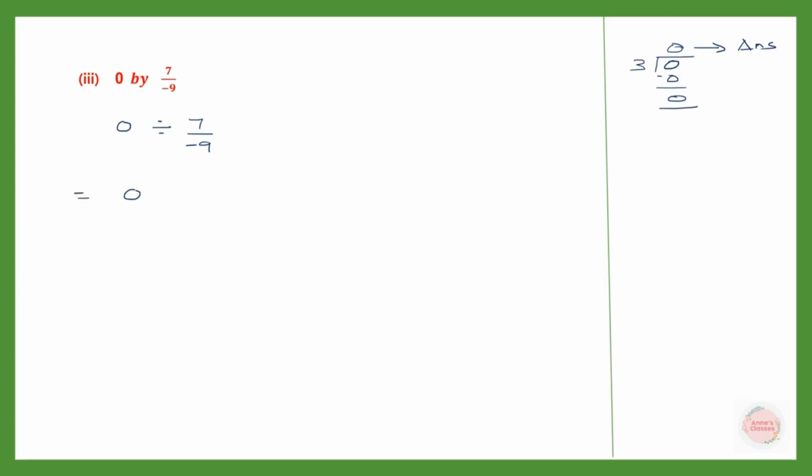So here we'll still follow the steps. So 0, division changes to multiplication, minus 9 by 7. So when you multiply 0 with any number, your answer is 0.